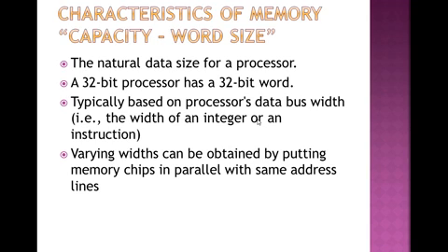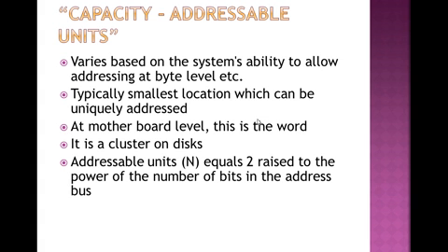The next point says varying width can be obtained by putting memory chips in parallel with the same address lines. That is, the capacity or the width of the processor can be obtained by putting the memory chips in parallel with the same address lines.